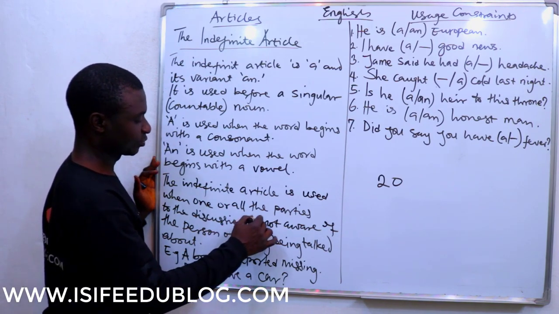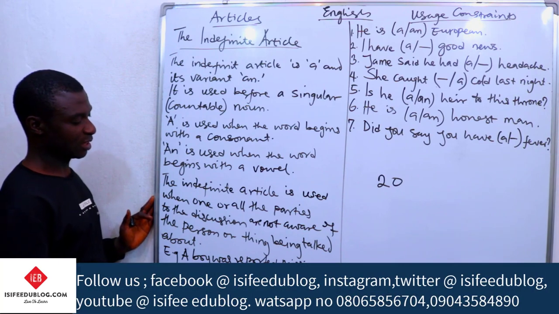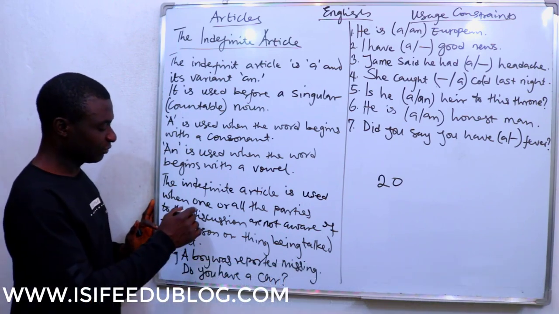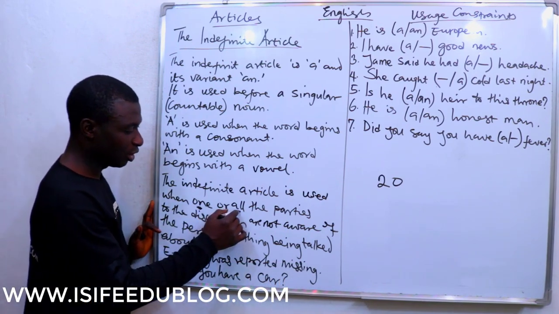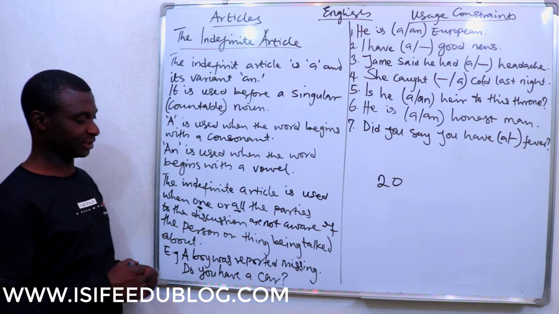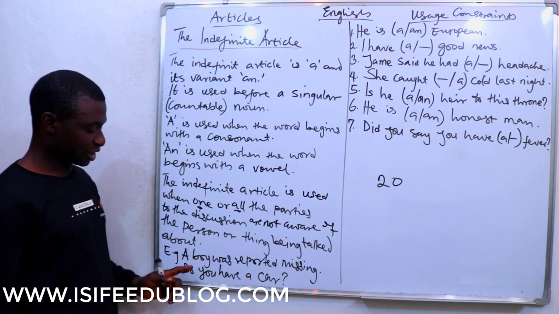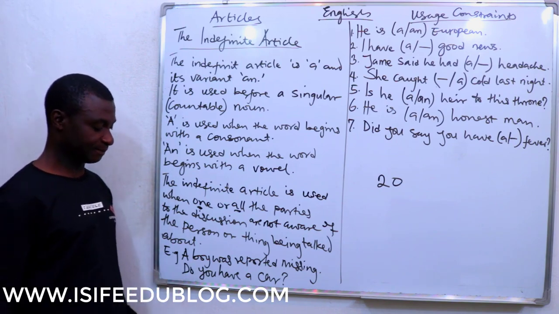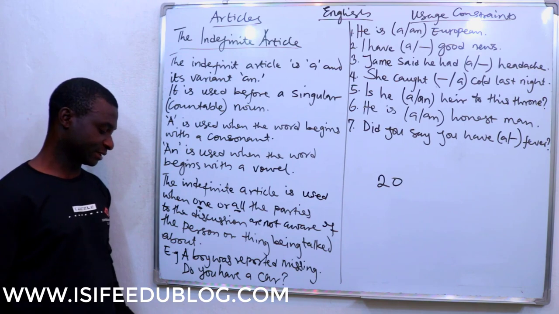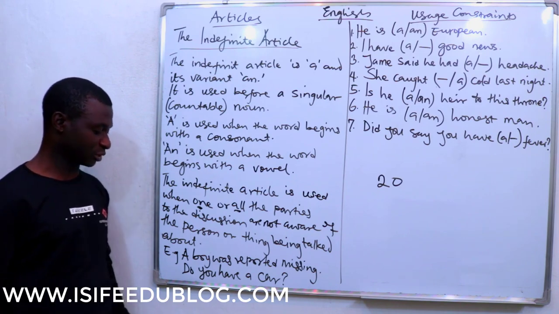So let's make this... are not aware of the person or thing being talked about. Now, we use the indefinite article if one of the persons in the discussion or all the persons in the discussion are not aware of the person or thing being talked about. Now, a boy was reported missing. Even the speaker does not know the boy in this case. Then the listener as well doesn't know. So all of them do not know.